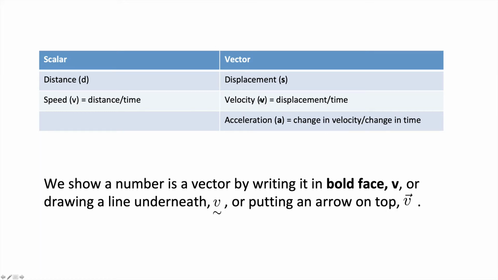So now if we want to show something is a vector, we can write it in boldface, which works if we're typing, or we can draw a squiggly line underneath it, which is usually what I do when I'm writing on the board. Or we can put an arrow on top of it. So all of these are ways of showing that the quantity that we're talking about is a vector, so it has a magnitude and a direction.